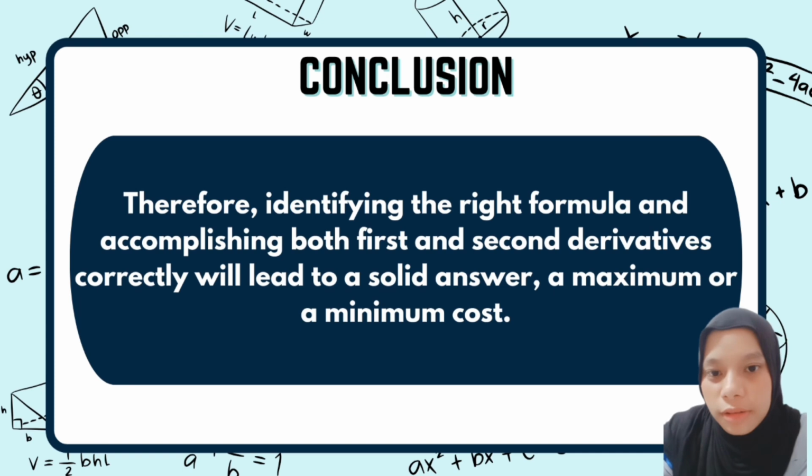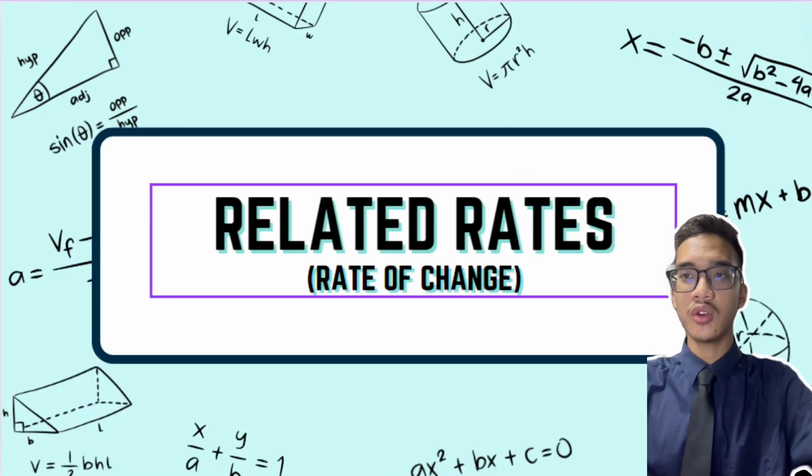536.32. One conclusion, therefore: identifying the right formula and accomplishing both the first and second derivative correctly will lead to a solid answer, a maximum or minimum cost. Now, I will be discussing the topic about related rates.